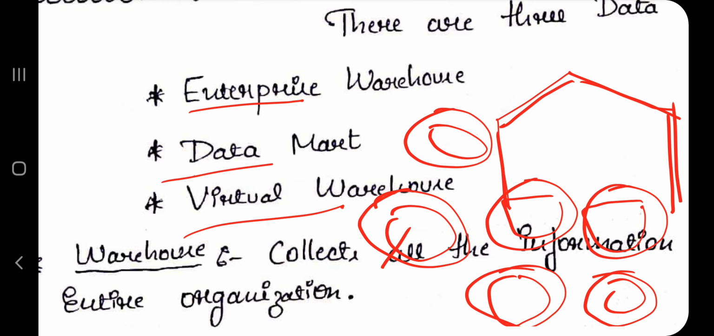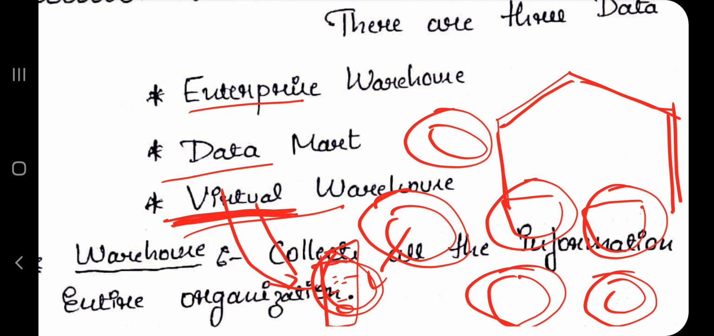Virtual warehouse is what you will see on the screen, like on your phone. When you open the Amazon app, you see the products available, the offers and all those things. That is known as virtual warehouse. Okay, it is not present in reality, it's the virtual warehouse.